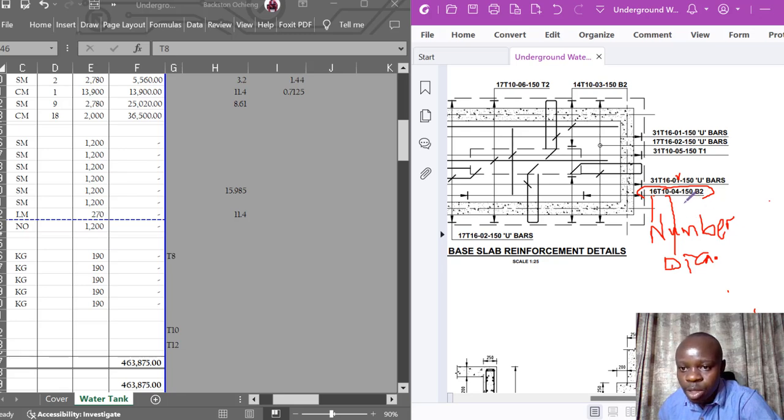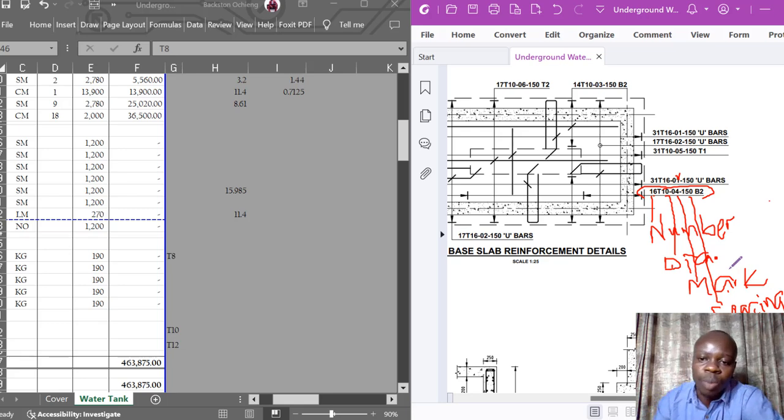Then 04 stands for the bar mark. So that's a way of marking them. And then 150 here stands for the spacing, while B2 means bottom 2.